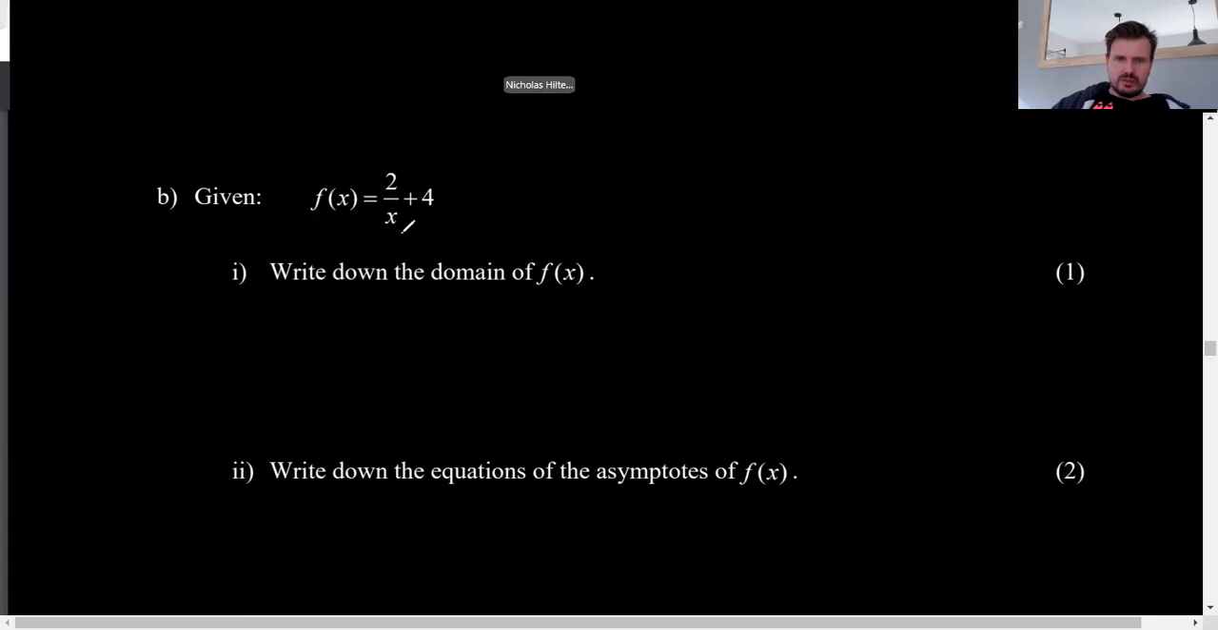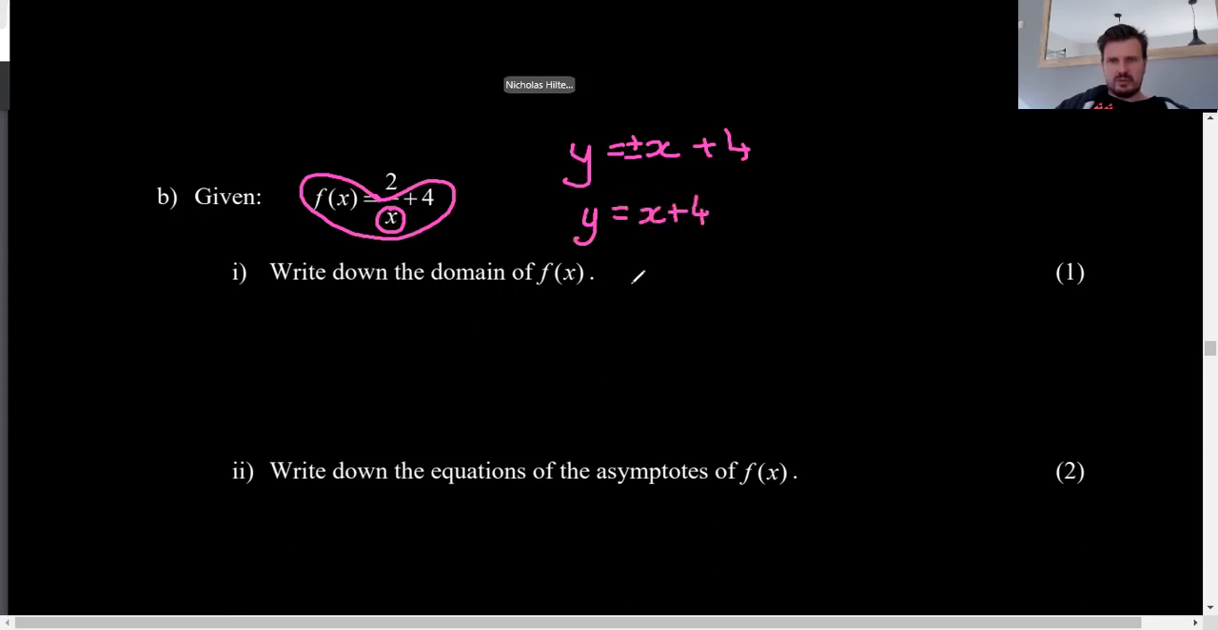All you do is this. What I've done in pink: remember, f of x is y. So you say y equals x plus 4, because that's what you see here. And all you do is for this value under the 2, you put plus and minus. When you say plus x, it will be y equals x plus 4. When you say minus x, it will be y equals minus x plus 4.